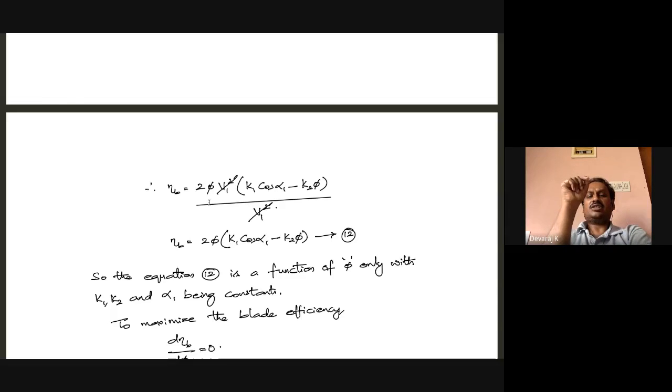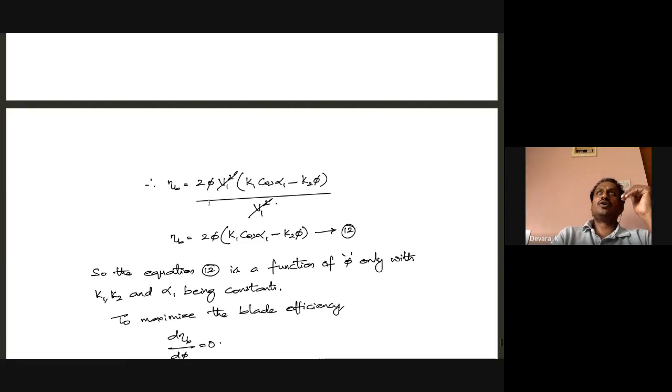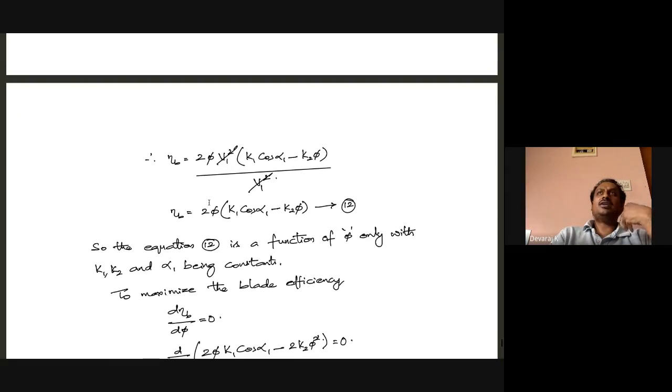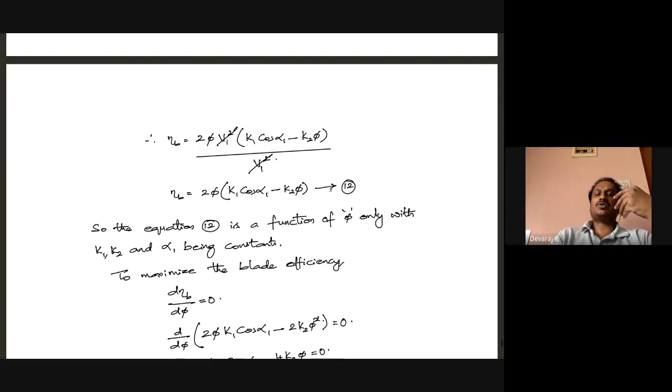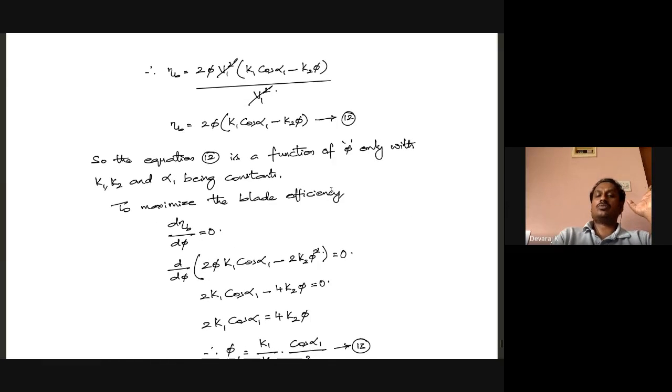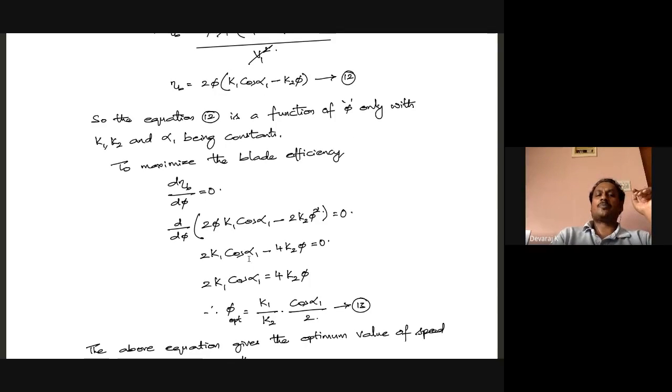In this equation 2, K1 is a constant, K2 is a constant, and alpha is the flow angle. The flow angle I can't change whenever I want, so alpha 1 also I need to keep constant. So what will be the variable? The variable will be phi. So the blade efficiency becomes a function of only phi. If at any given point I want to maximize it, I can differentiate this equation and equate it to 0. So that's what I'm going to do here.